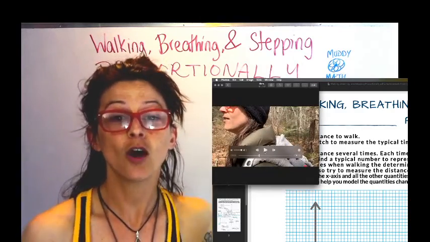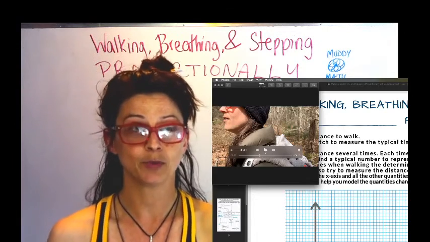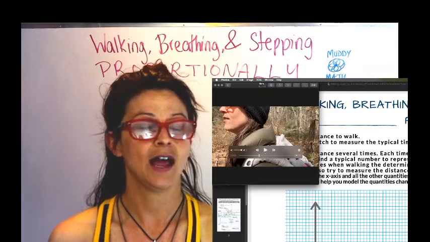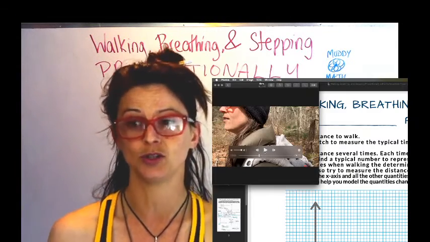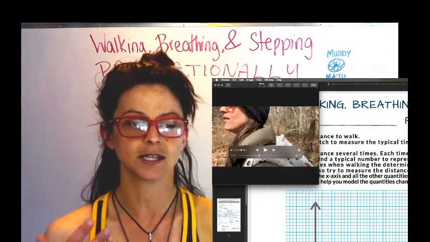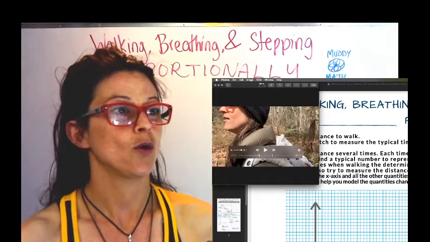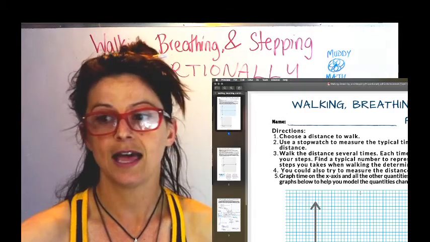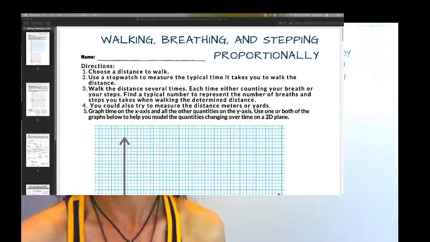So I'm walking between two designated spaces on a trail. I count how many breaths I take. I count how many steps I take, and I measure the time it takes me to walk between the two posts. I do this several times to collect a general idea of my average speed for these changing quantities. So the goal is to then graph these quantities on the XY plane.